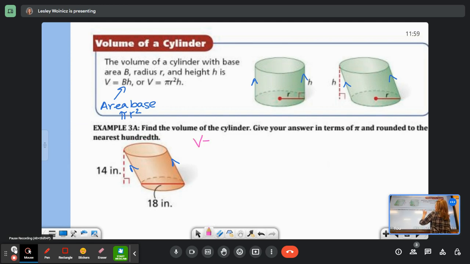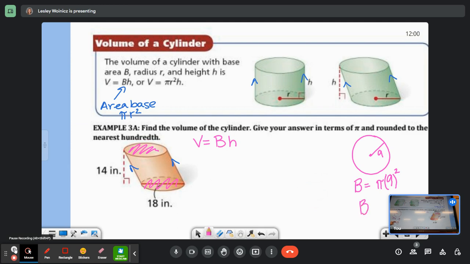So our volume is our big area base times our height. So let's draw a picture of our circle base. These are the bases. Okay, it says that this is 18. So if I wanted to know the radius, what would the radius be? 9. Okay, and then that's really all we need for the area base. So pi times r, 9 squared. So I'm getting 81 pi.